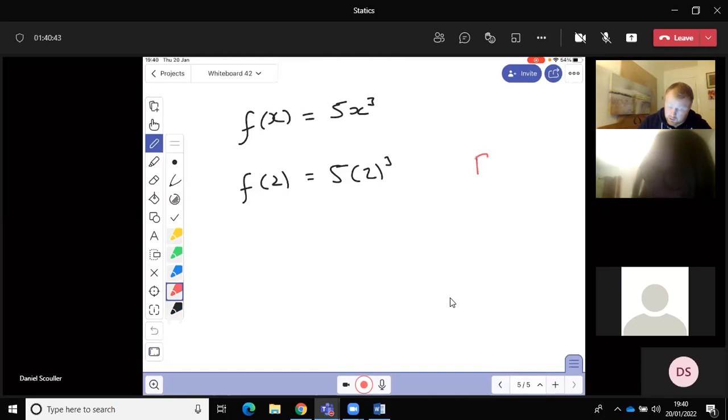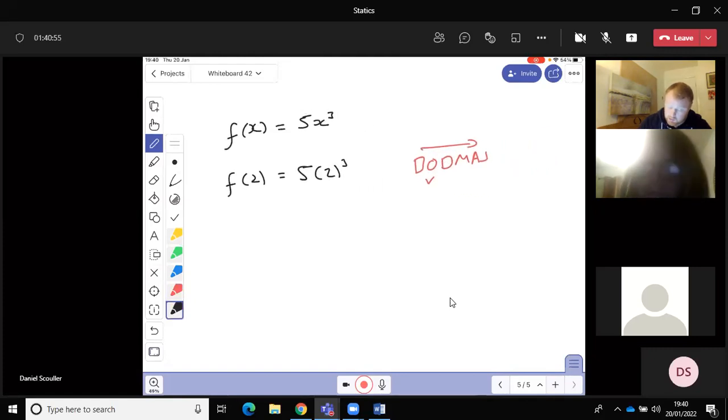When you're solving an equation, we're using BODMAS in the correct way. So we'll do the orders first. So 2 cubed. Remember what that means. 2 cubed just means 2 times 2 times 2. 2 times 2 is 4, times 2 again is 8. So it's left with 5 times 8. And then we're doing the multiply. 5 times 8 is just 40.